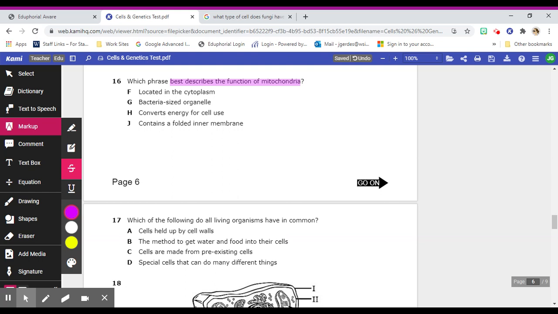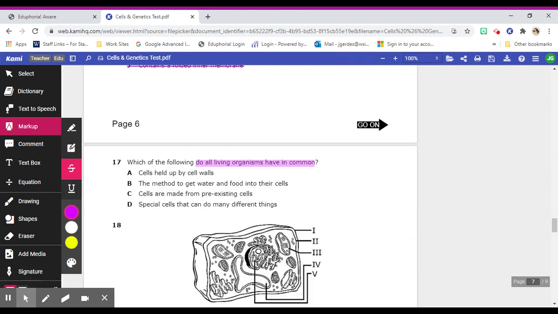Let's see, bacteria-sized organelle. No, we're going to say no to that one because it's not really bacteria. Converts energy for cell use. Remember, it's the nickname the powerhouse, so I'm going to leave that one. And then J contains folded inner membrane, and we didn't really talk about that, so the best answer choice should be H, which is telling you the function.